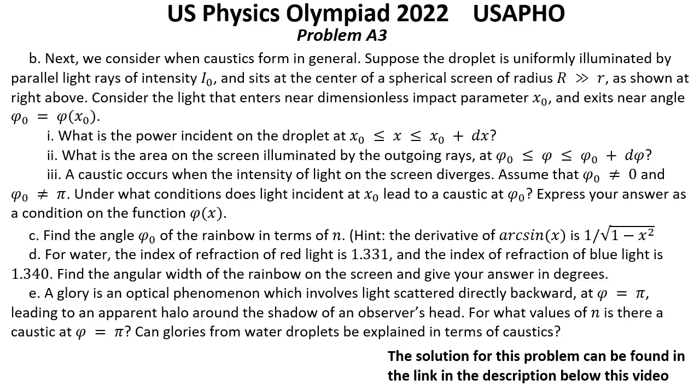Question E. A glory is an optical phenomenon which involves light scattered directly backward at phi equal pi, leading to an apparent halo around the shadow of an observer's head. For what value of n is there a caustic at phi equal pi? Can glories from water droplets be explained in terms of caustics?